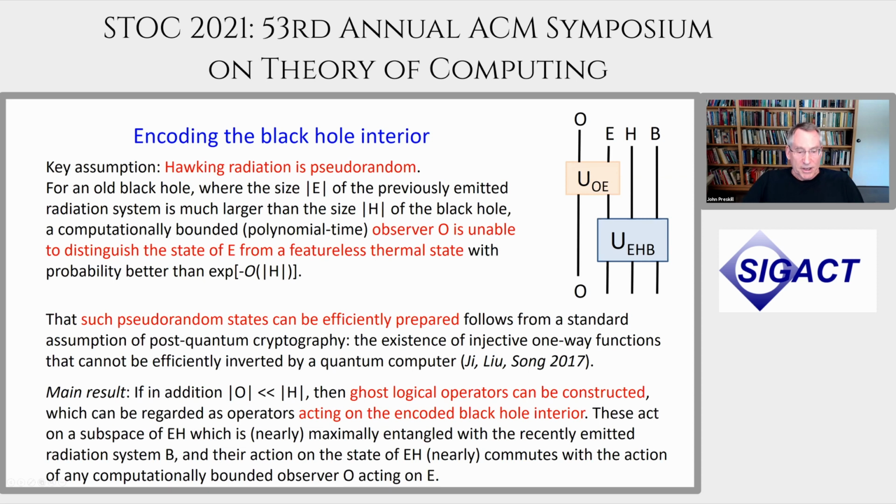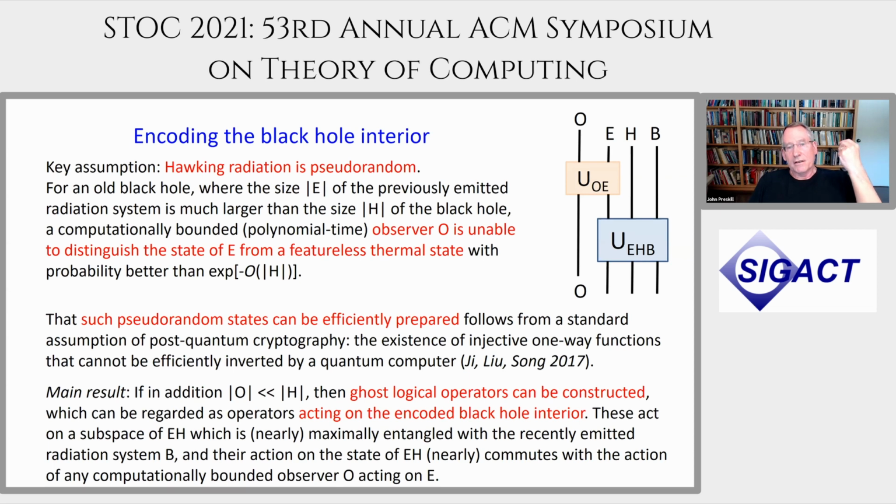And our main result is that if the observer is limited to operations of polynomial complexity, then we can construct an algebra of operators which act on the encoded interior embedded in the system EH, such that any action taken by that computationally bounded observer very nearly commutes with the ghost logical operator.